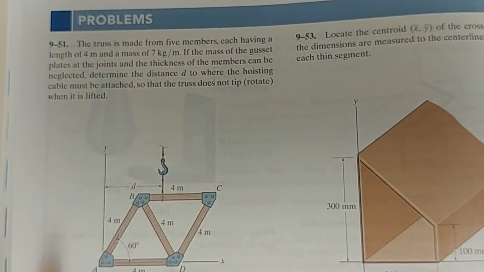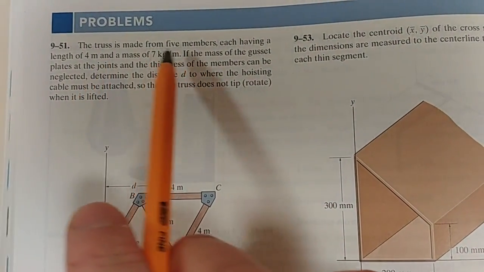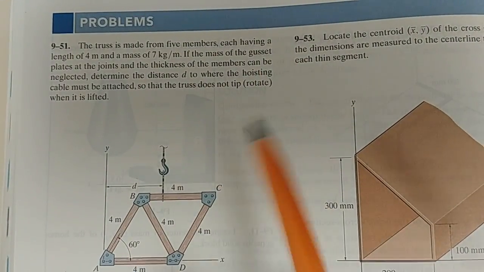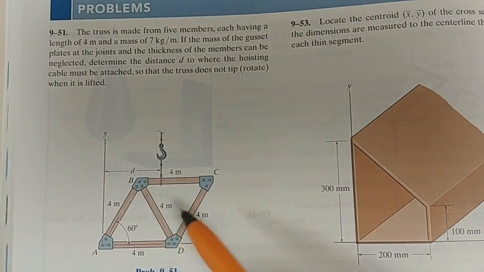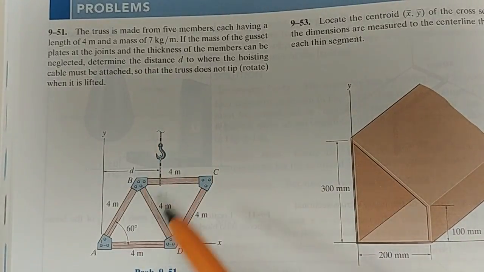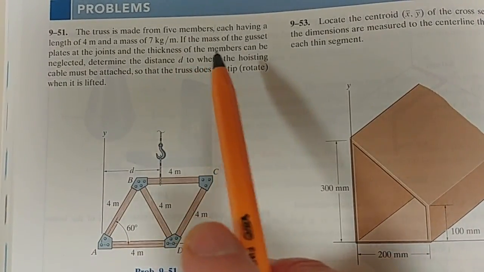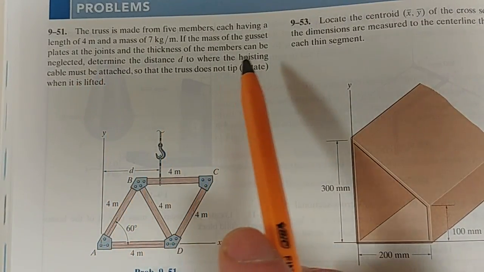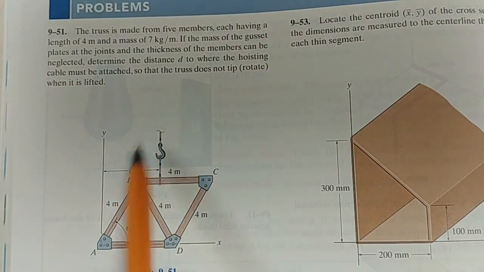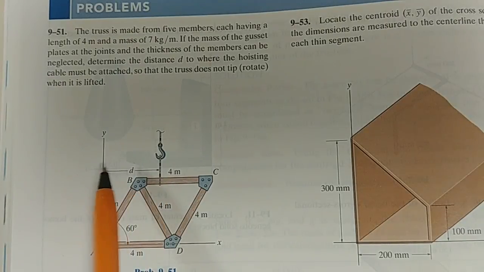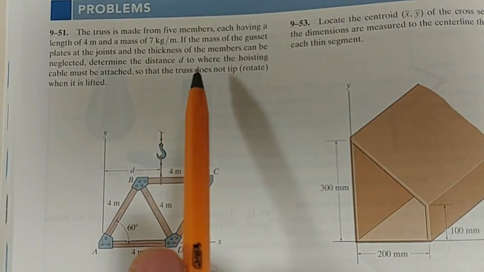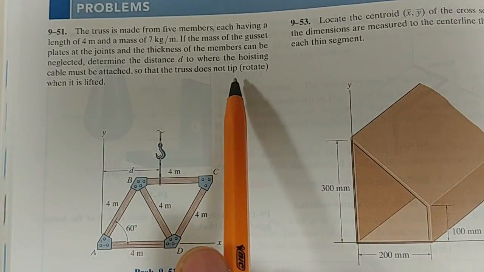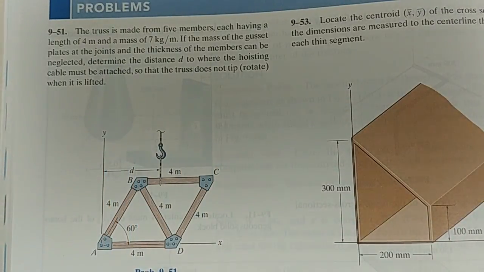Okay, we're going to look at problem 951. It says the truss is made from 5 members, 1, 2, 3, 4, 5, each having a length of 4 meters and a mass of 7 kilograms per meter. If the mass of the gusset plates at the joints and the thickness of the members can be neglected, determine the distance d to where the hoisting cable must be attached so that the truss does not rotate when it is lifted.